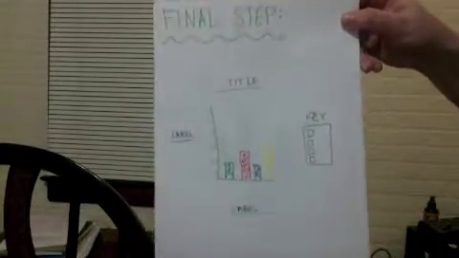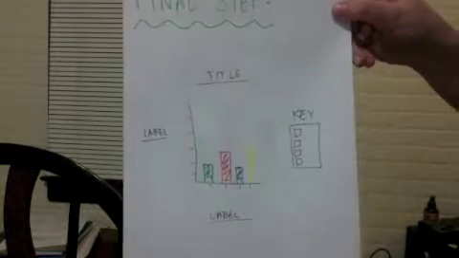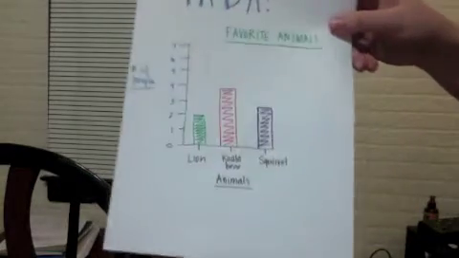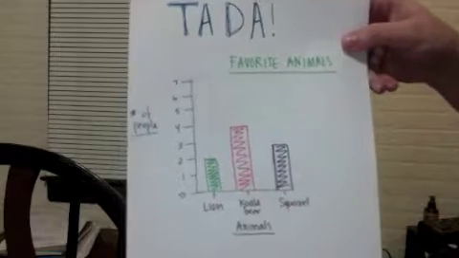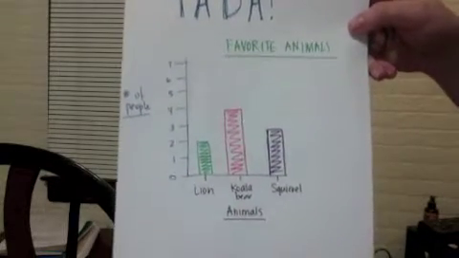And then finally, after you've created the outline of your graph, you go ahead and plot the data that you have received from your experiment. And finally, Tom was able to create a graph on the data that he had collected from his classmates about favorite animals.